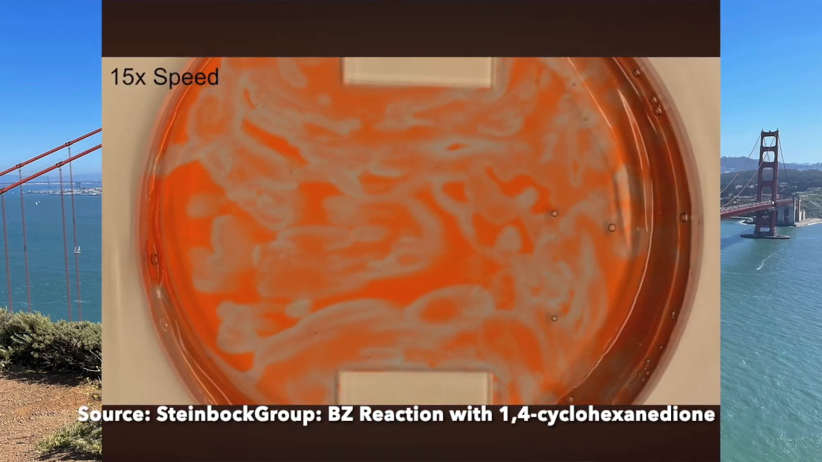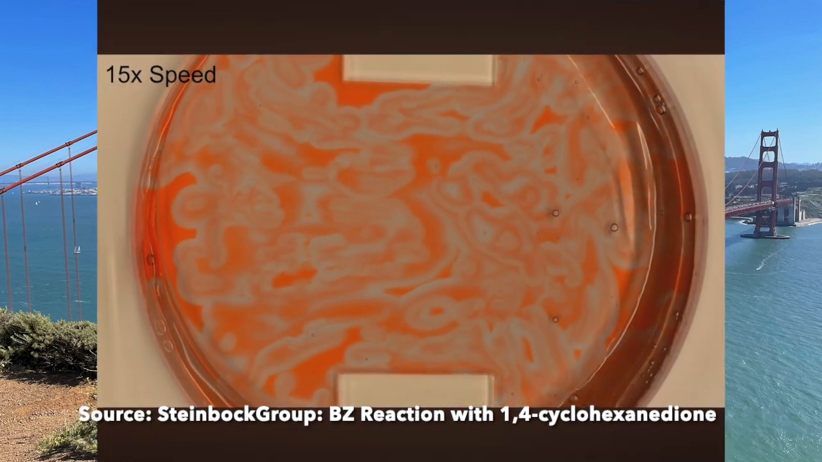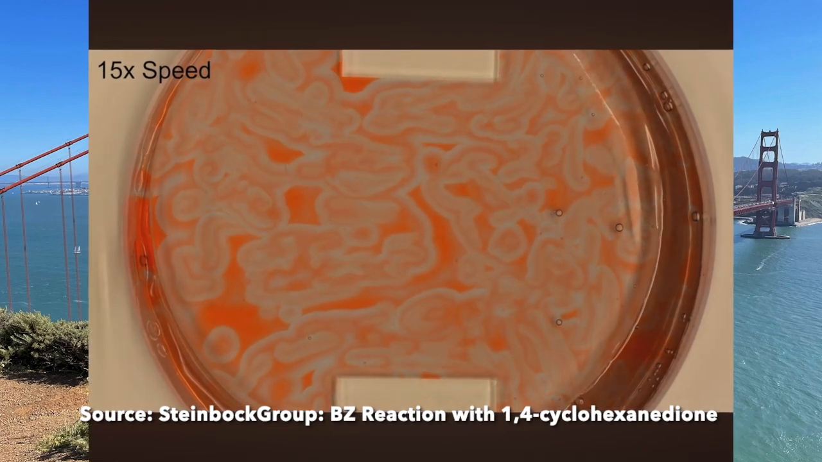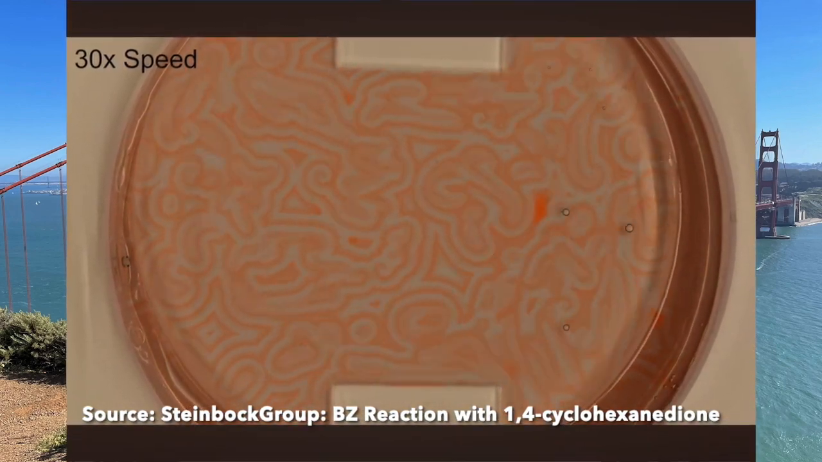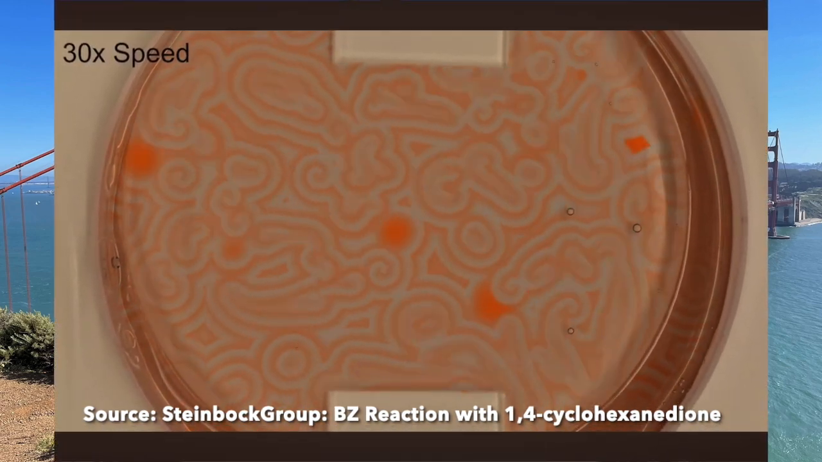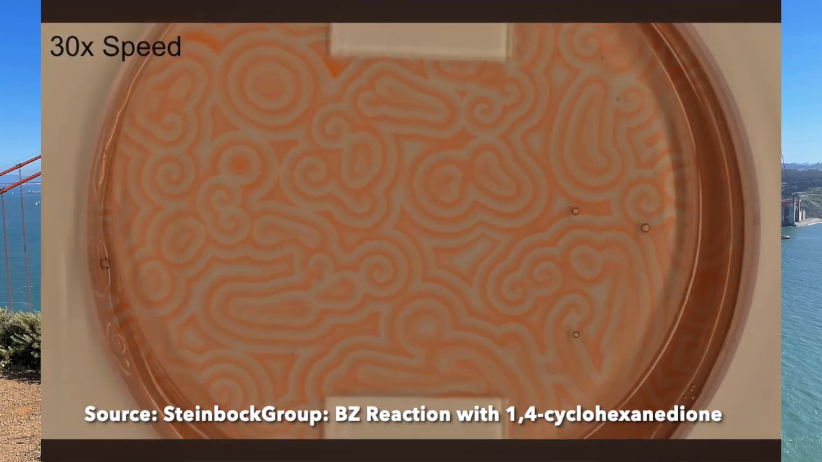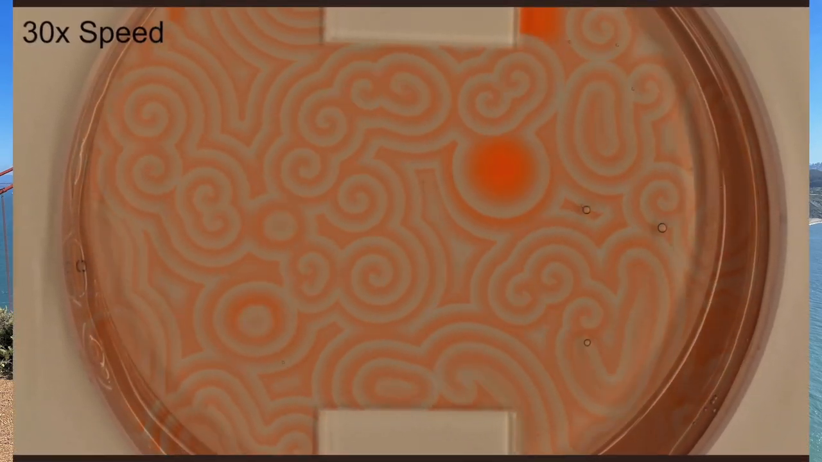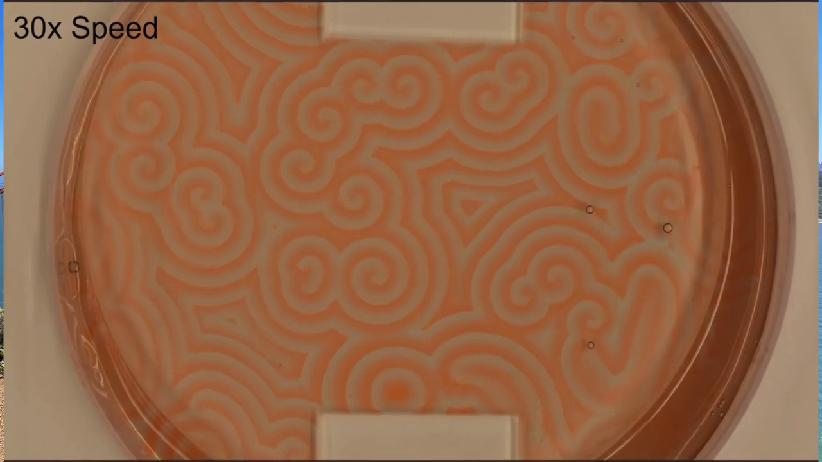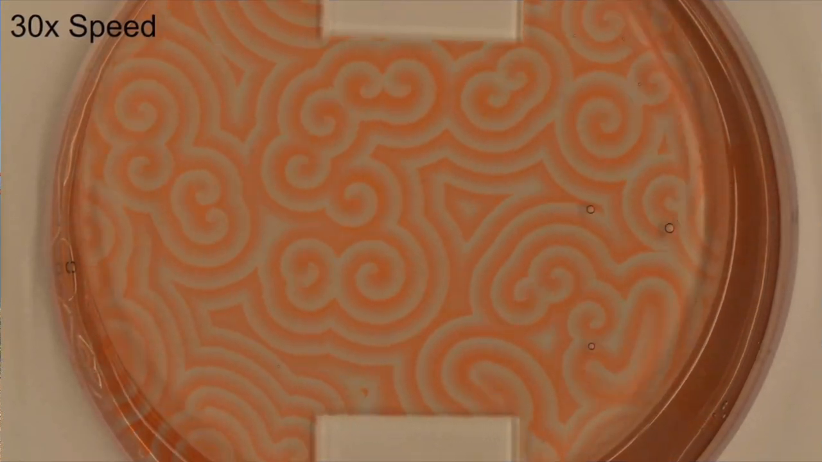Researchers at Florida State University successfully created the oscillating pattern using 1,4-cyclohexanedione. You are now witnessing the video of them creating self-organizing patterns using 1,4-cyclohexanedione. I'll put a link to their channel in the description below. In the meantime, many researchers reported that acetone can be used in this reaction as well.